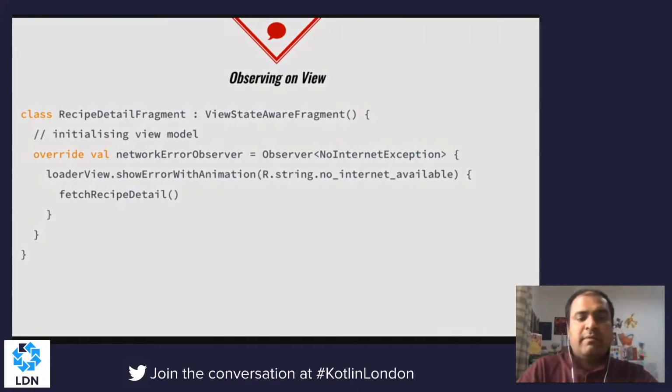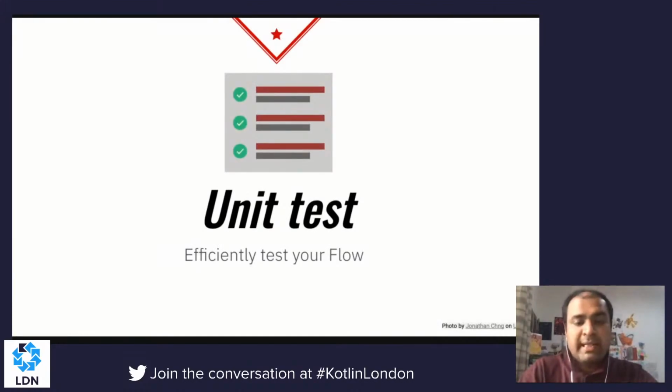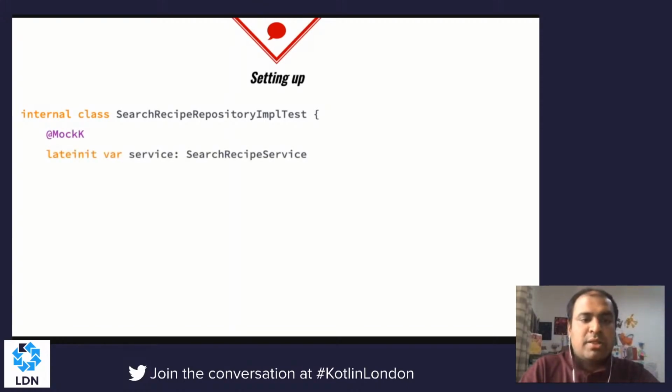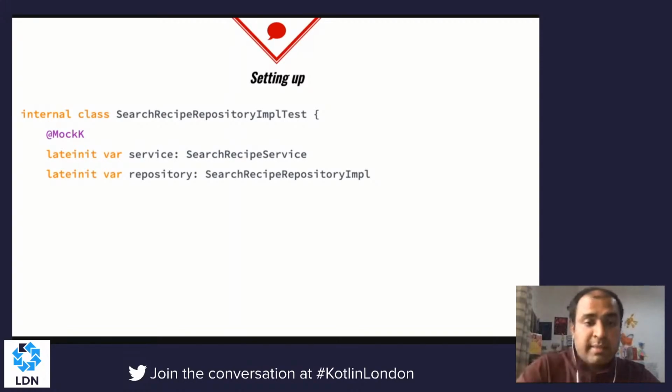And then what if I want to secure my code by writing some unit test? Is unit testing really easy in Flow or not? Let's evaluate. So to set up your unit test, it's pretty simple, as you do in your existing project. I'm using MockK for the library. I'm mocking the service layer. Sorry, this is the repository test, so I'm only mocking the service layer and not the repository class, because that's under test, which I shouldn't mock.